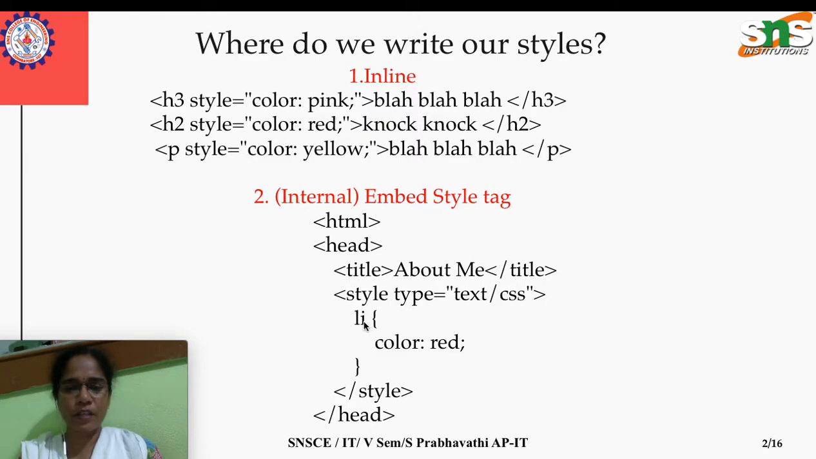So similar to that, list item. The li element whose color is red we have mentioned. So in the body part, wherever the li element appears, the text color will be changed to red. Okay, so this is one way of attaching the style to the HTML document. This is also not preferred.